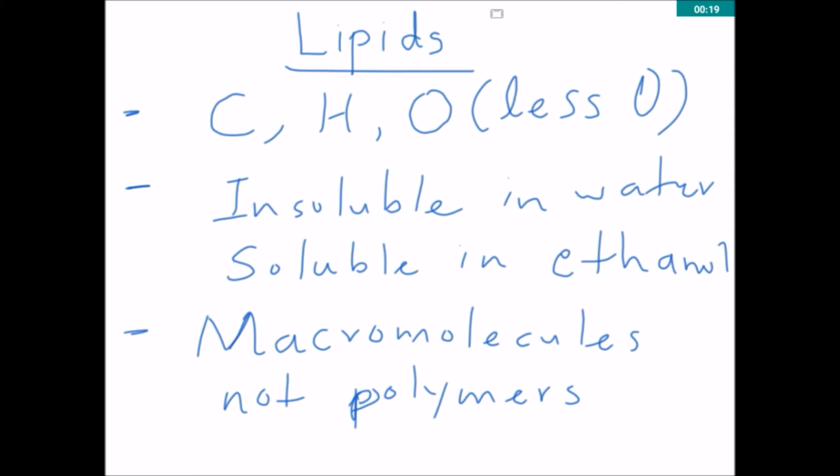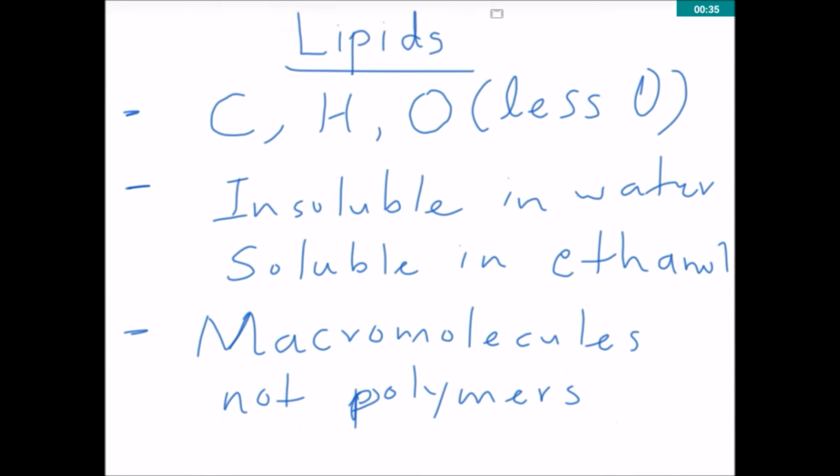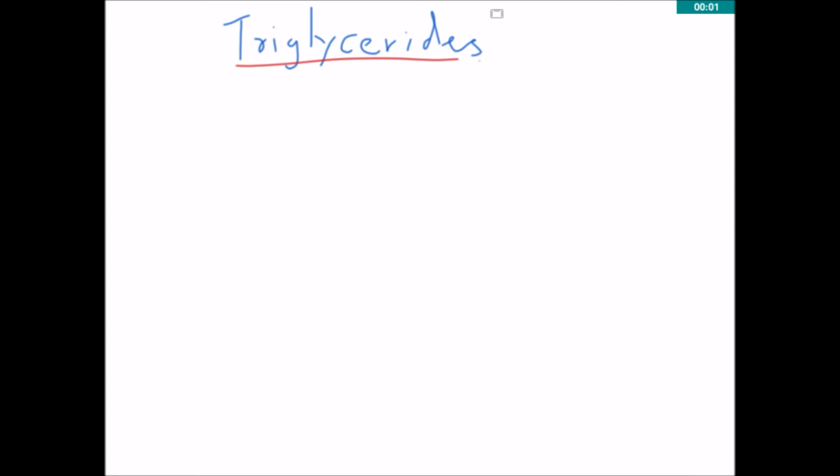An example of a polymer is a polysaccharide, like for example cellulose. They are polymers because they have repeating units, and they are macromolecules as well because they have a large amount of mass in one molecule. But lipids don't have repeating units, but their molecular mass is very high, so they are macromolecules but not polymers. Okay, now let's talk about triglycerides.